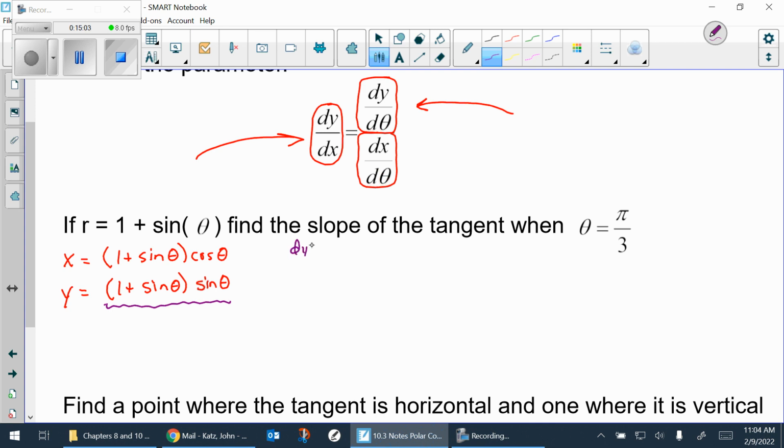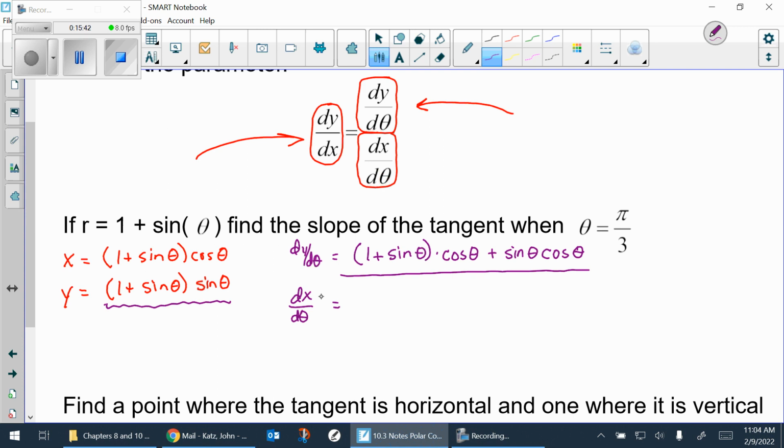dy d theta equals, let's see, first, 1 plus sine theta, times the derivative of the second, which is cosine theta, plus the second, which is sine theta, times the derivative of the first, which is cosine theta, over dx d theta, which is also going to involve a product rule: a first times the derivative of the second, plus the second times the derivative of the first.